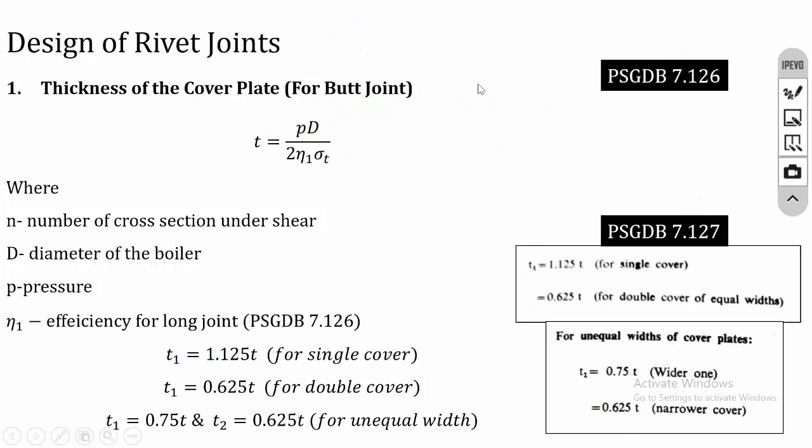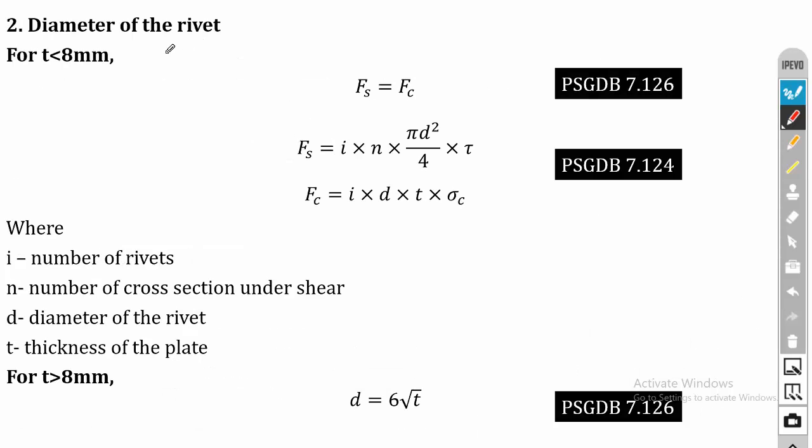If it is lap joint, then you can directly start from point number 2, that is diameter of the rivet. We have two criteria for selecting the diameter of the rivet. The first one is if the thickness of the plate is less than 8 mm, then we have to equate Fs, that is shear force, to the crushing force. So if the thickness of the plate is less than 8 mm, then you can equate Fs equal to Fc. And we know the equation for shear force, that is i into n pi d square by 4 into tau.